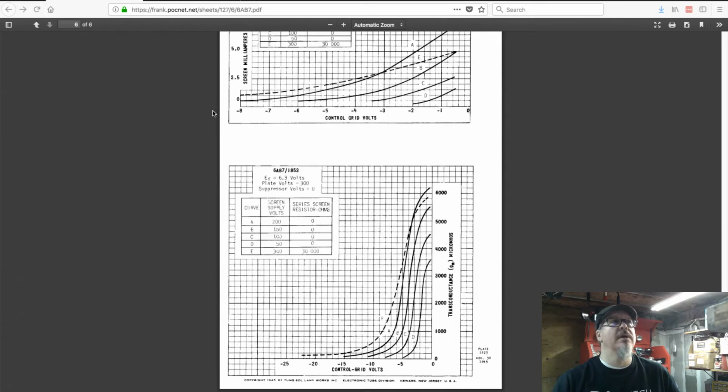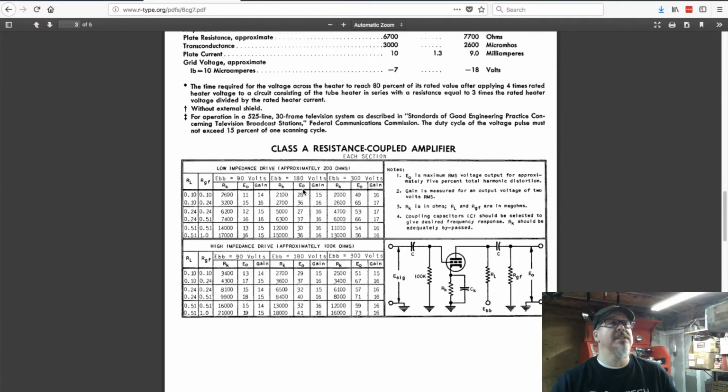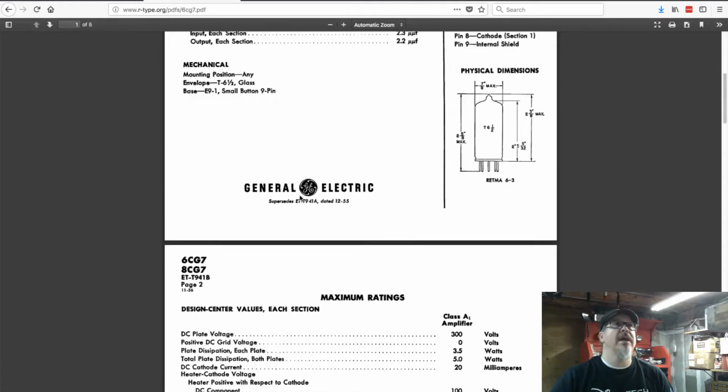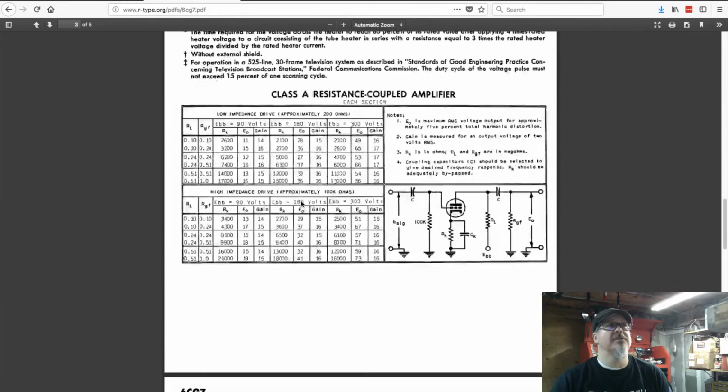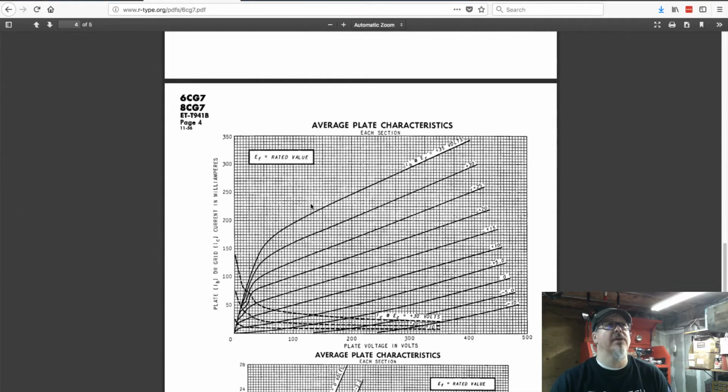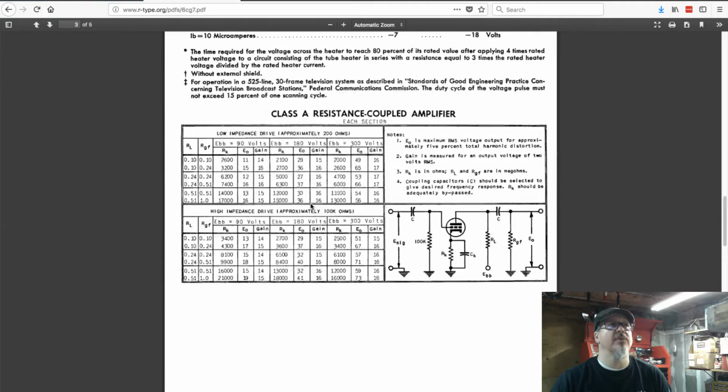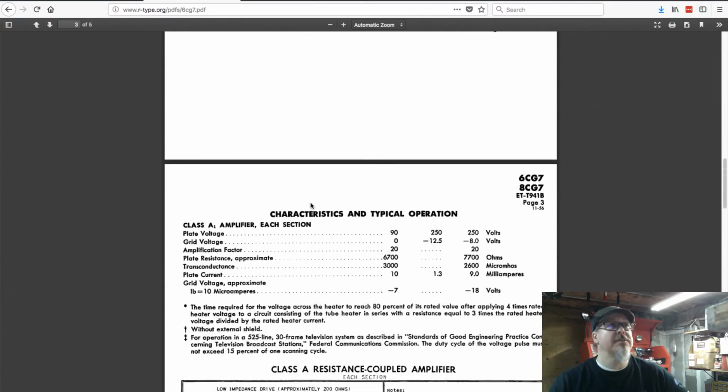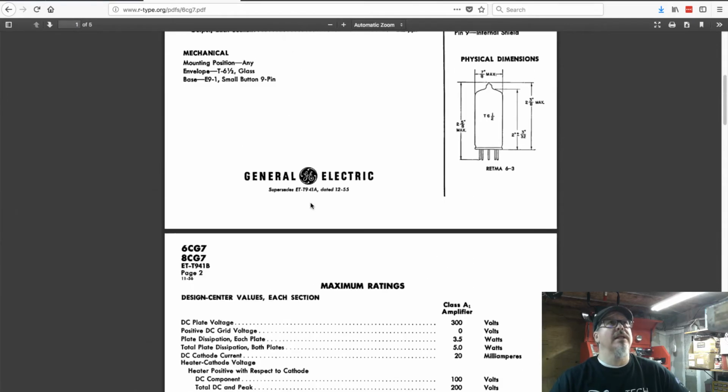And then the other thing that we'll want to look at would be the 6CG7. In this one, they have the load lines as well, but they also have some examples for us. I'll go back to the top in a second, but if you look here, we've got the same kind of thing. We can do the load lines if we want, but they also give us some expected values we could use for different types of things. So at any rate, let's come back up here and look at the beginning of this one.